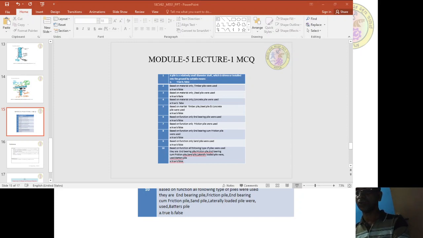Based on function, only friction piles are used. It is false. Based on function, only end bearing friction piles are used. It is false. Based on function, only sand piles were used. It is false. Based on function, all the following types of piles were used. Then it is true. Option is A.